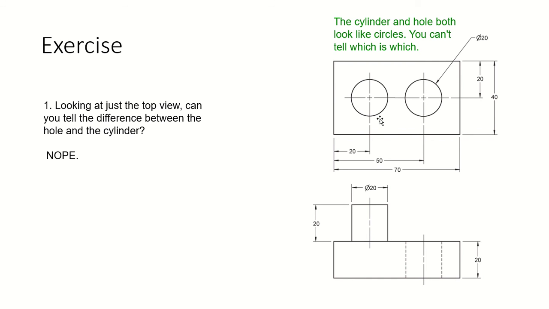So when you look at this top view, there's another exercise. Can you tell the difference between the hole and a cylinder? No, you can't, because it's just a flat circle right there. You have no idea what's down there. Since this is the top view, you have no idea what's in the object. It can be either a cylinder or just a plain straight hole. So this is a hole, and that's of course a cylinder.